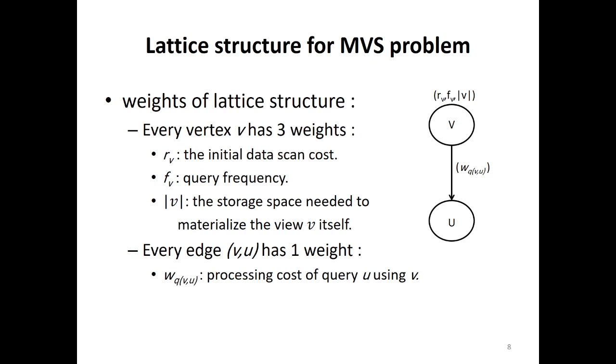In order to use the lattice for the MVS problem, we had to add some weights to it. First, for every vertex, we added 3 weights: RV, the initial data scan cost, FV, the query frequency, and the size of V, which is the storage space needed to materialize the view V itself. And for every edge leading from the view V to U, we added 1 weight, WQVU, the processing cost of the query U using V.